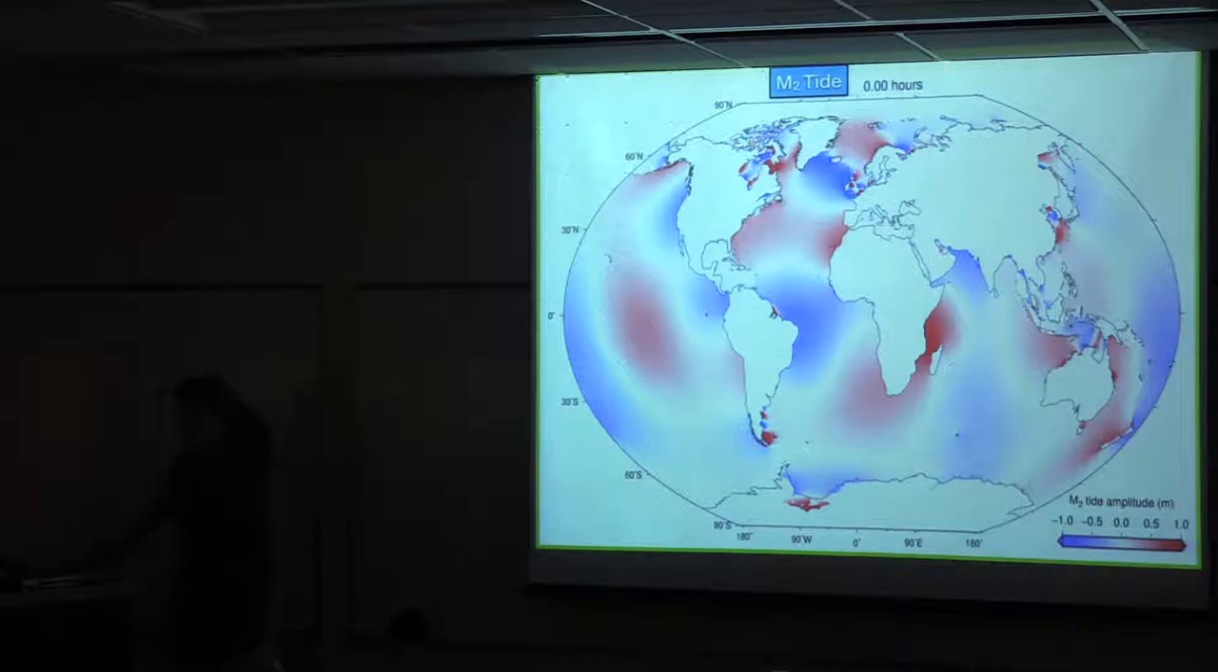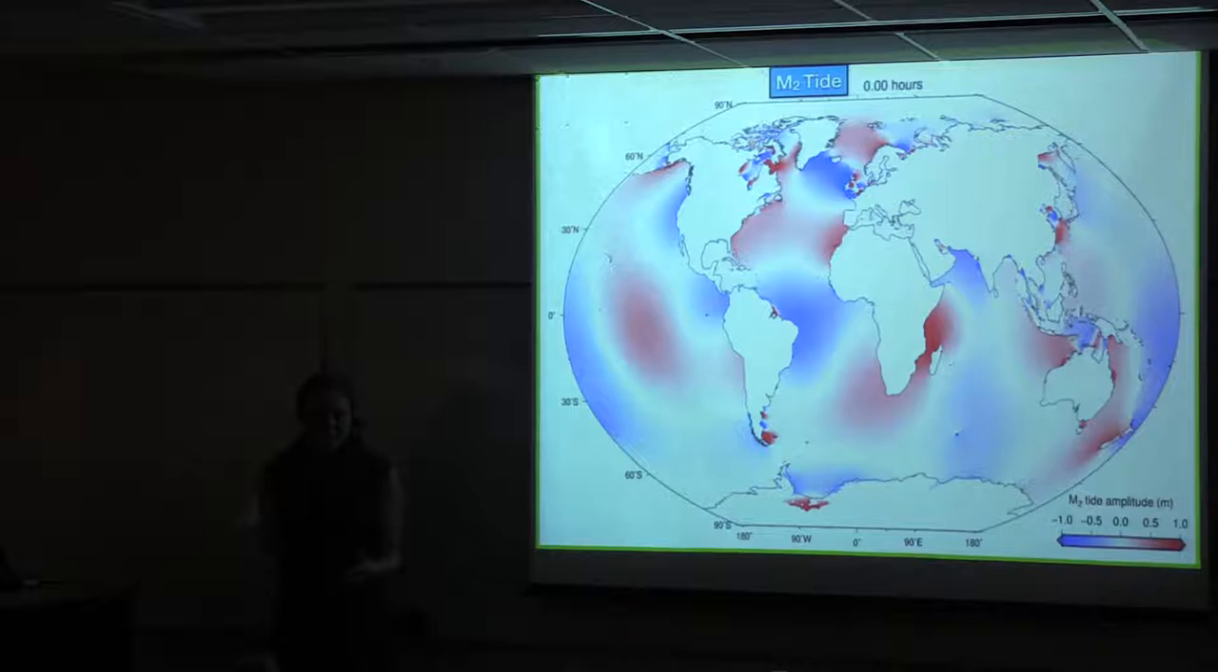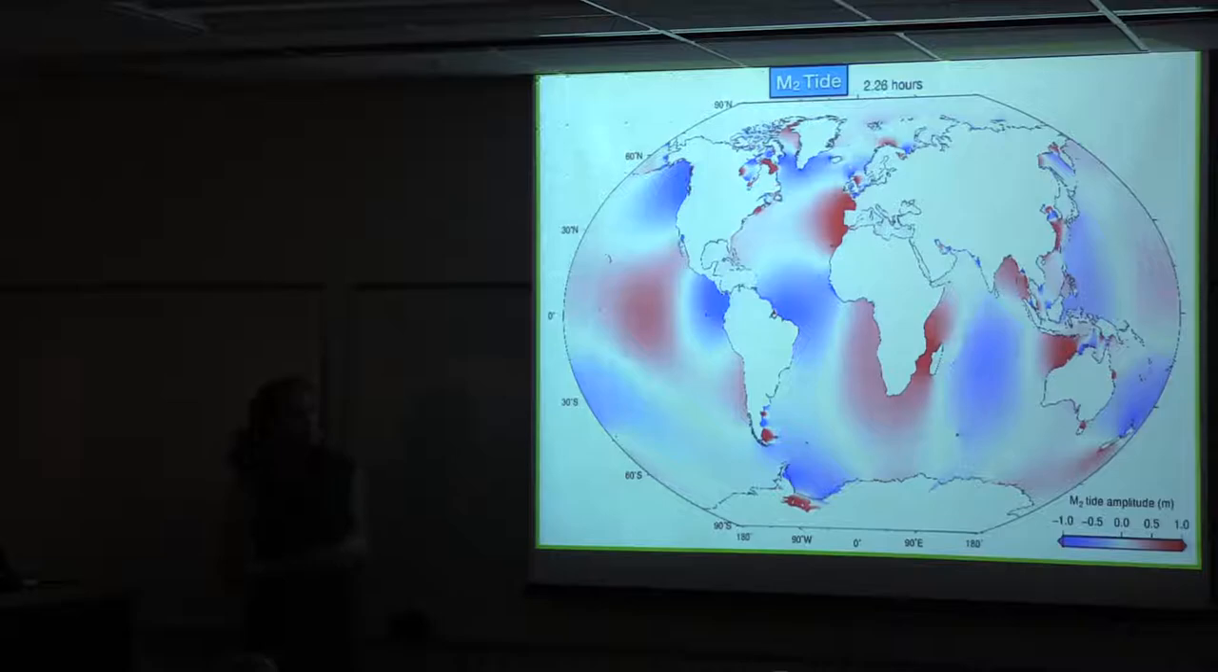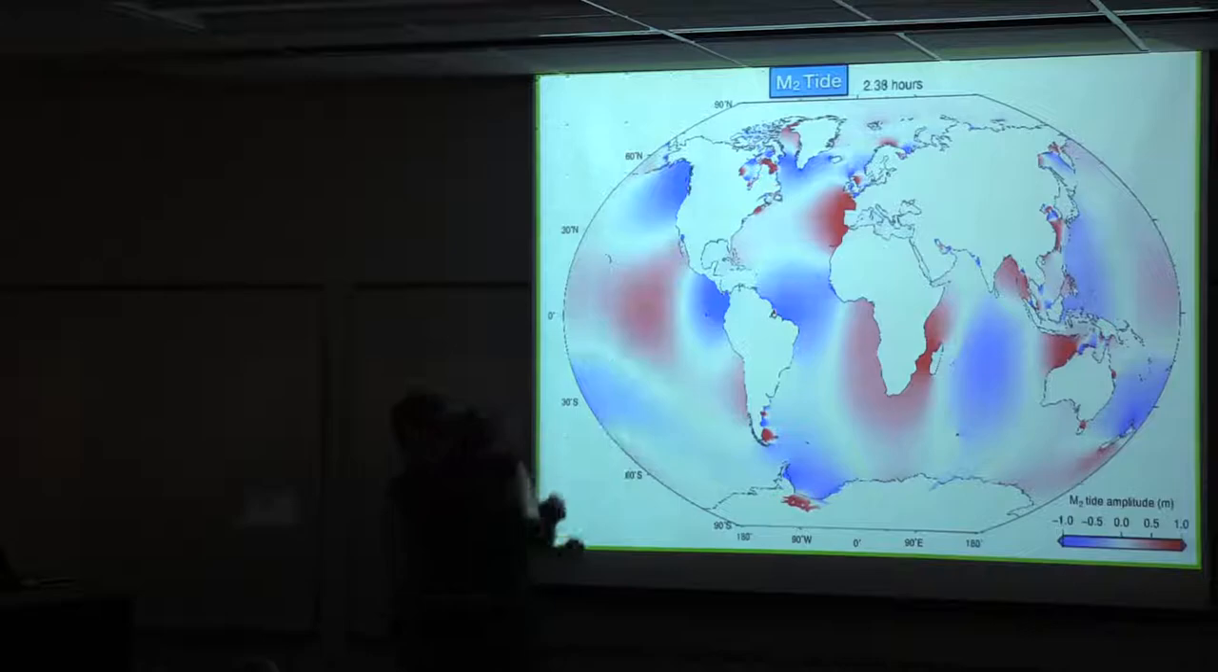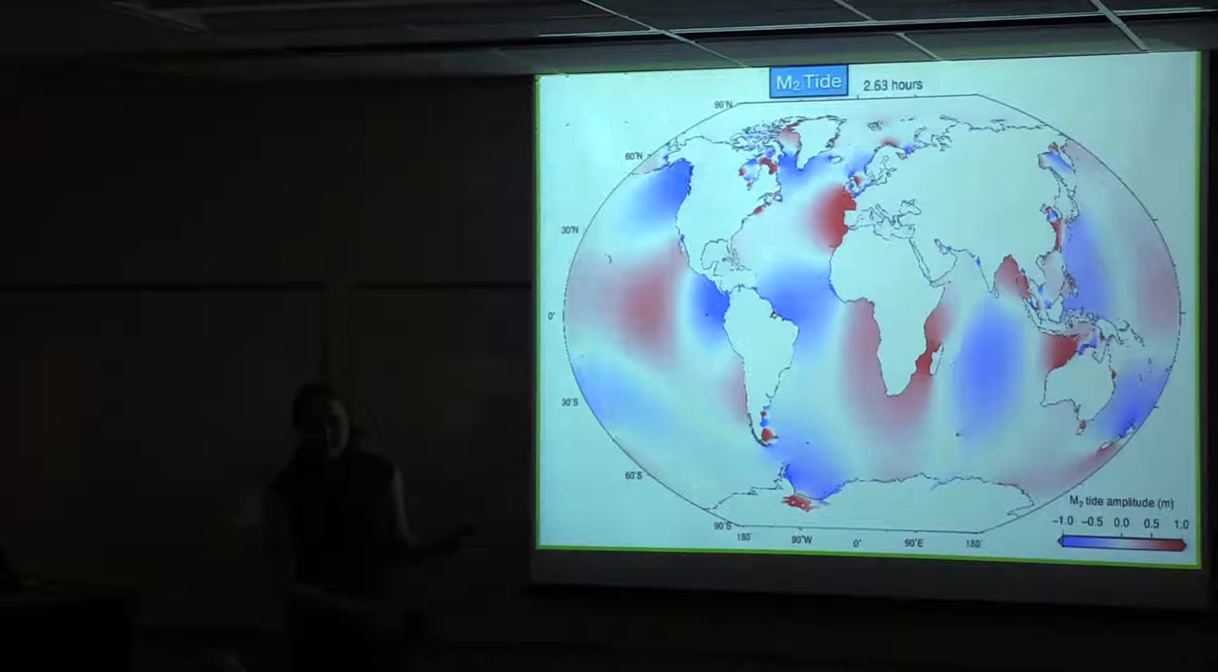Okay, so now let's incorporate some phase information into that because so far we've only looked at amplitude. So this is a movie, if it plays, yep. This is showing how the M2 tide in particular is evolving with time. You can see time ticking up at the very top of the map. It'll get to 12.42 hours, and then the whole thing will repeat because it's harmonic.